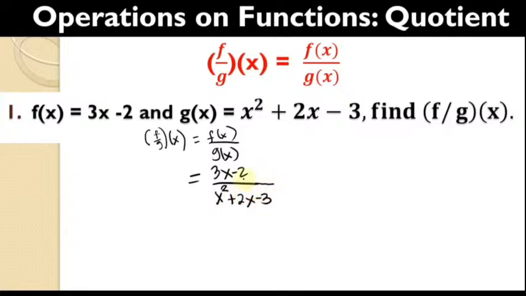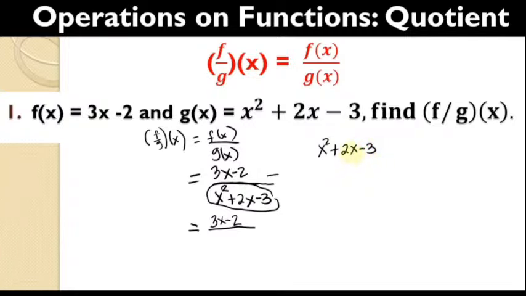Tingnan natin. To find the quotient of the given function, first you need to identify the numerator if it is factorable or yung denominator if it is factorable. So tingnan natin yung numerator. It is factorable. 3x minus 2. So hindi. So just copy 3x minus 2 over, how about yung denominator? Factorable ba ito? Okay, yes. So we will find the factor of x squared plus 2x minus 3.